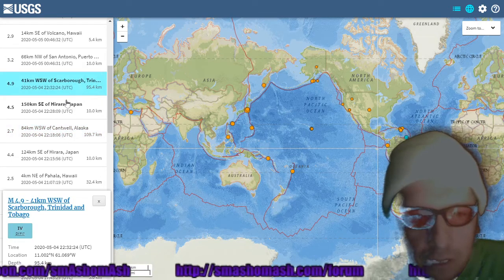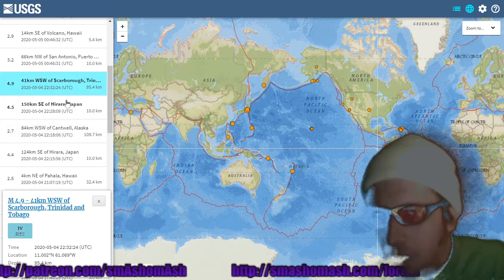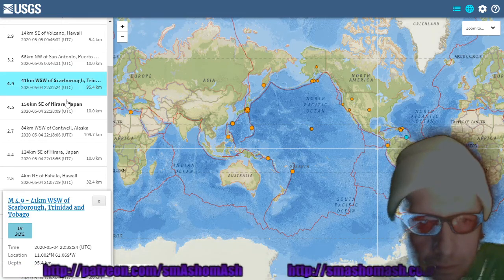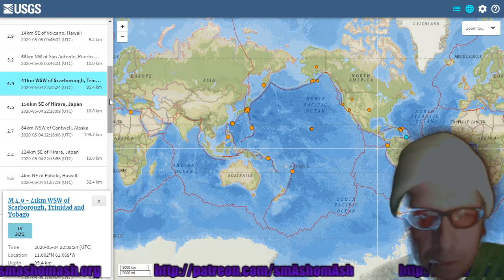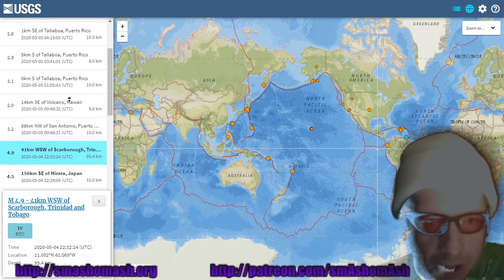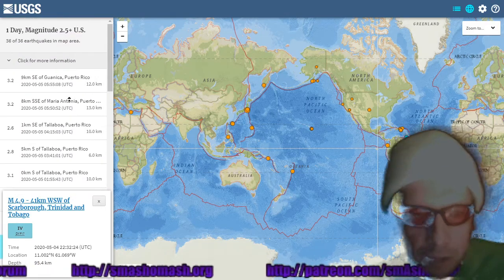And there's a significant quake near Trinidad and Tobago. It's a 4.9 magnitude at 95 kilometers depth, so perhaps a large quake brewing there south of the Caribbean.